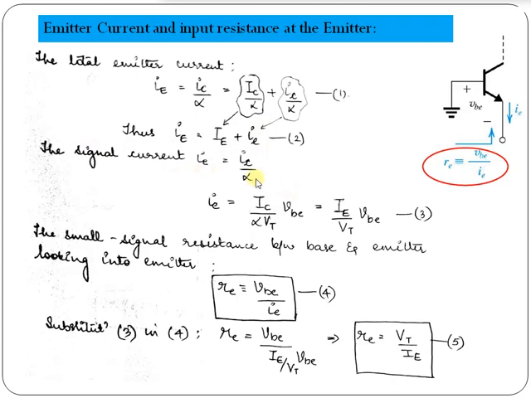So this signal current ie is equal to IC by alpha, which is denoted here in equation 1, and we know that ie is equal to IC by alpha into vbe by VT. So I can write this as equal to IE by VT into vbe. So this is equation 3. And the small signal resistance between the base and the emitter, looking into the emitter, is nothing but vbe divided by ie, which is represented as re. So if you substitute equation 3 in equation 4, we get re to be equal to VT by IE, which we have named as equation number 5.